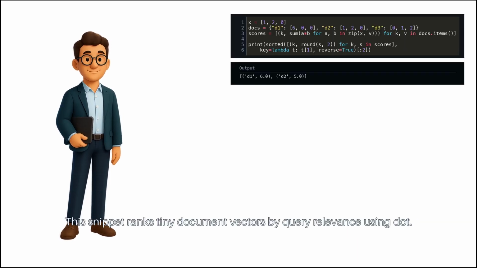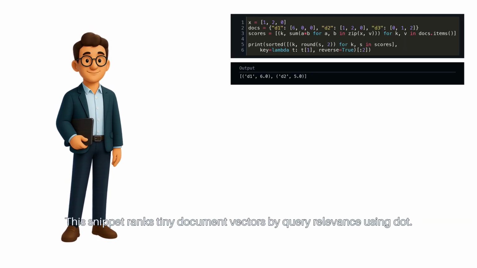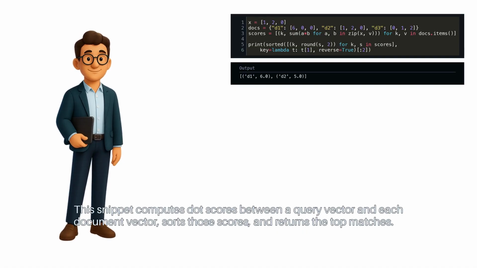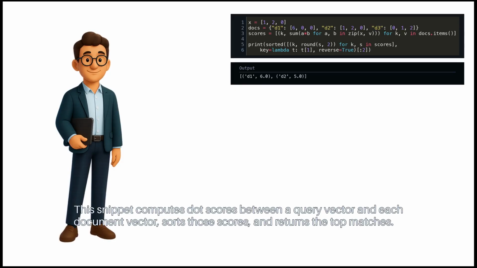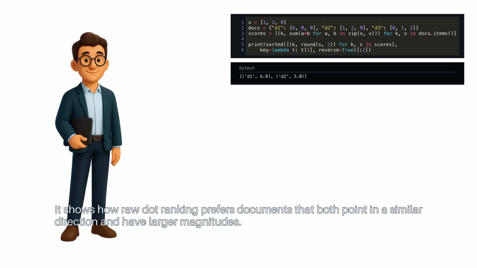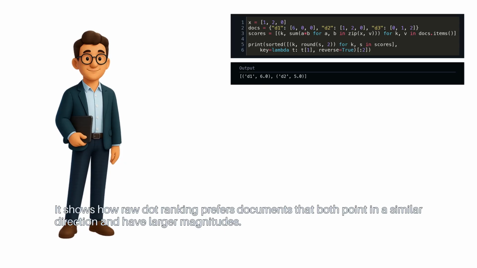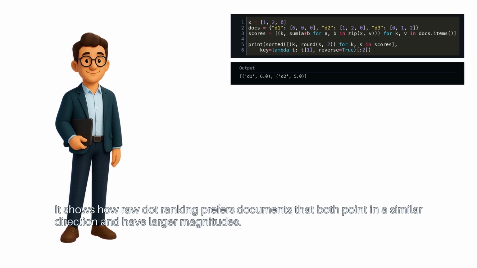This snippet ranks tiny document vectors by query relevance using dot. This snippet computes dot scores between a query vector and each document vector, sorts those scores, and returns the top matches. It shows how raw dot ranking prefers documents that both point in a similar direction and have larger magnitudes.